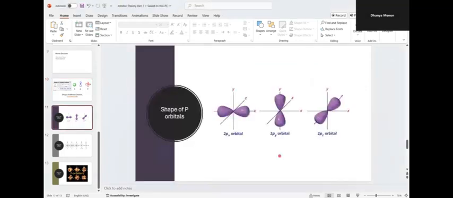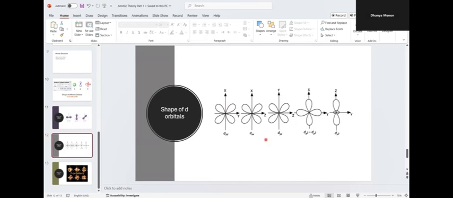orbital. Now you can see the 3 dimensions, X, Y, and Z. This is the 2px orbital. This is the 2py and 2pz. So these are the 3 shapes of the 3p orbitals along the x-axis, y-axis, and z-axis. Then we have the d orbital, which has a double shape and it is more complicated.